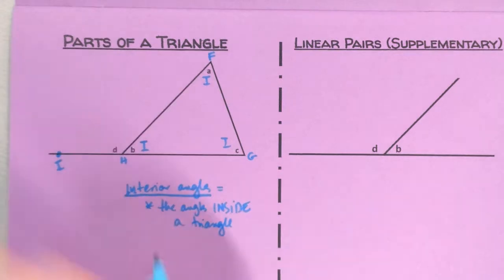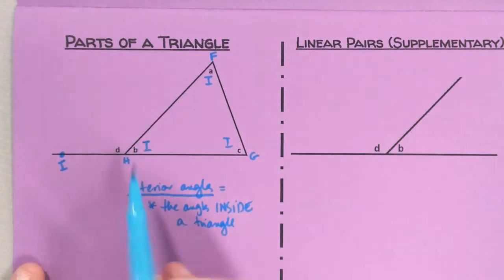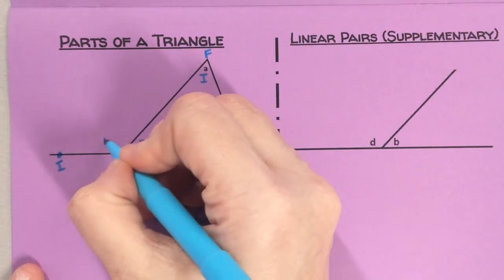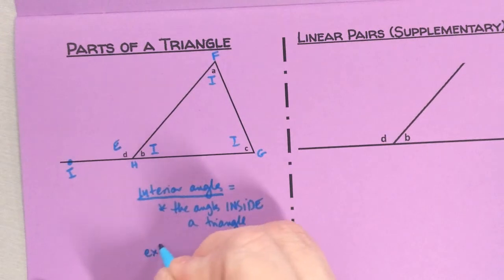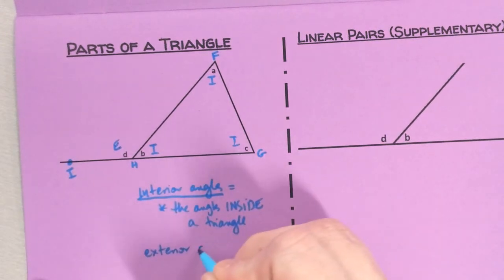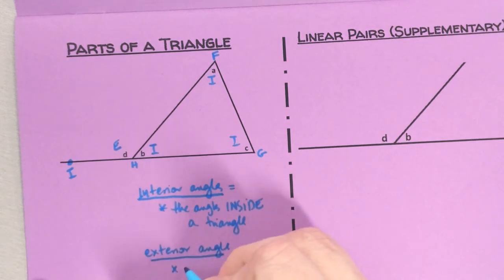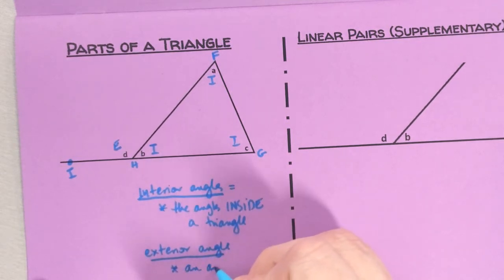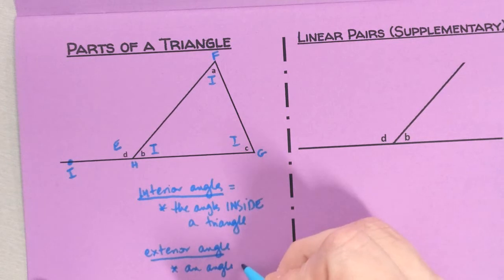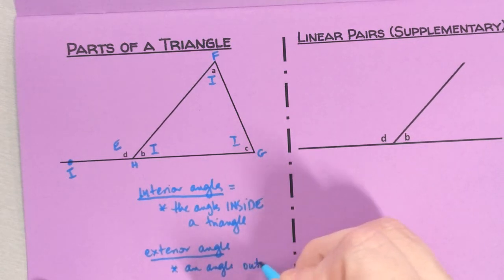Okay, now we also have this angle out here. So this angle right here is called an exterior angle. An exterior angle is an angle outside of the triangle.